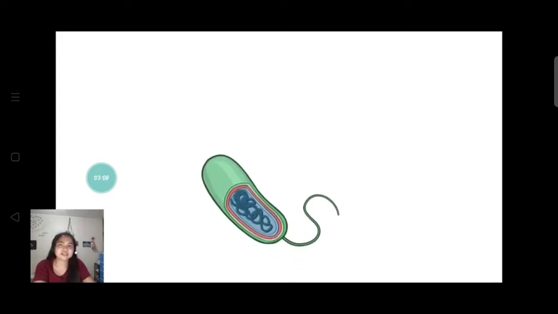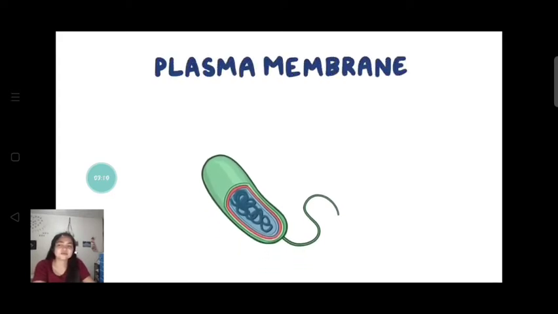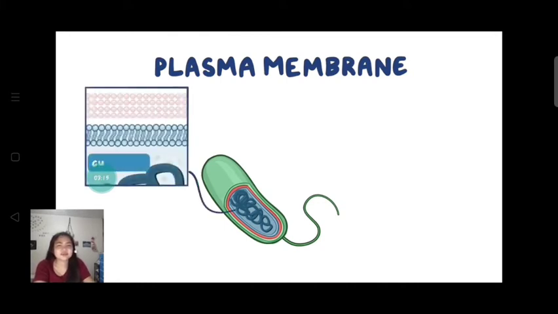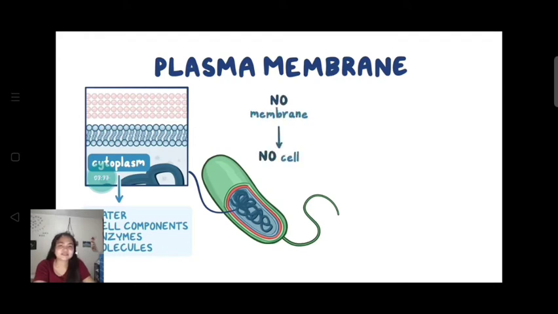Underneath the bacterial cell wall is the plasma membrane, which is the most important layer because it encloses the cytoplasm, which is a gel-like substance composed mainly of water and also contains cell components, enzymes, and various organic molecules. If the plasma membrane is removed, the cell contents spill into the environment and the cell no longer exists.